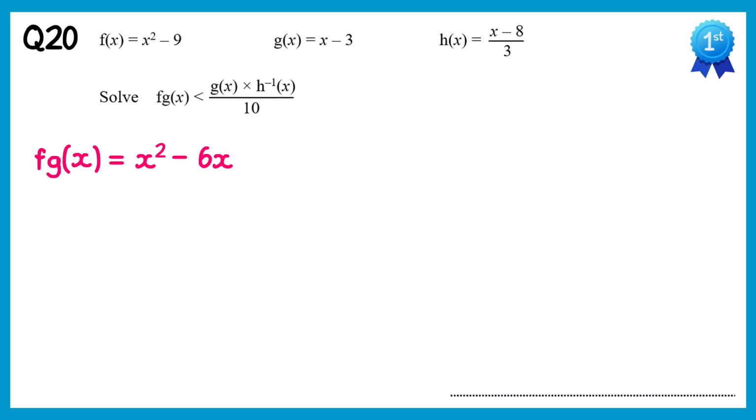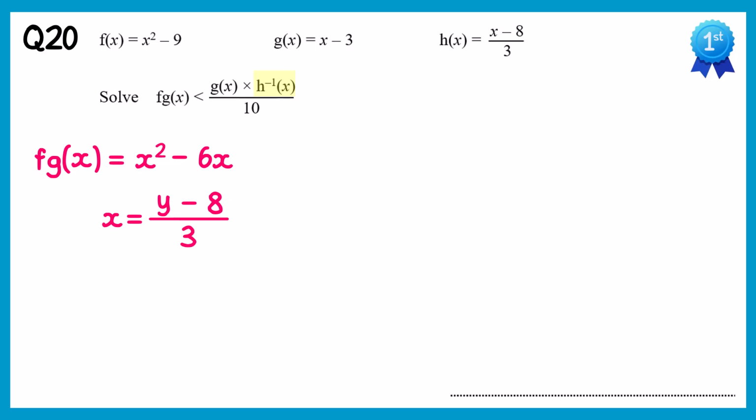Now if we look at the right-hand side of the inequality, we've got g of x, which we know because that's given in the question, but then we have the inverse function for h. So we're going to need to work out the inverse function of h. If we take h of x, but replace the h of x with a y, we've got y equals x minus 8 over 3. To find an inverse function, we're going to switch all of the y's to x's and all of the x's to y's. So the y on the left-hand side will become an x, and the x on the right-hand side becomes a y. Now we want to make y the subject.